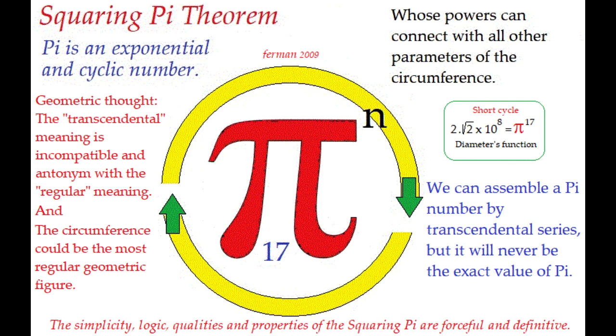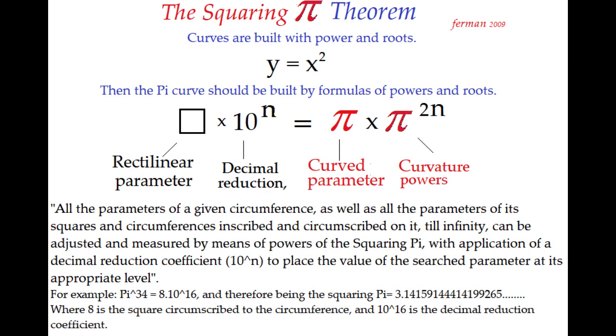And with this we can establish a slightly broader theorem, which would be: all the parameters of a given circumference of radius 1, as well as all the parameters of its squares and circumferences inscribed and circumscribed on it, till infinity, can be adjusted and measured by means of powers of the squaring pi, with application of a decimal reduction coefficient, 10 to the power of n, to place the value of the searched parameter at its appropriate level.